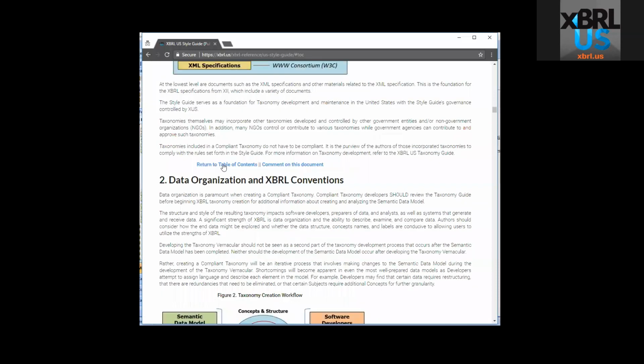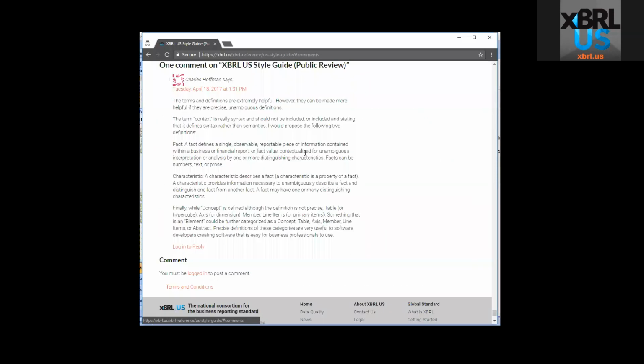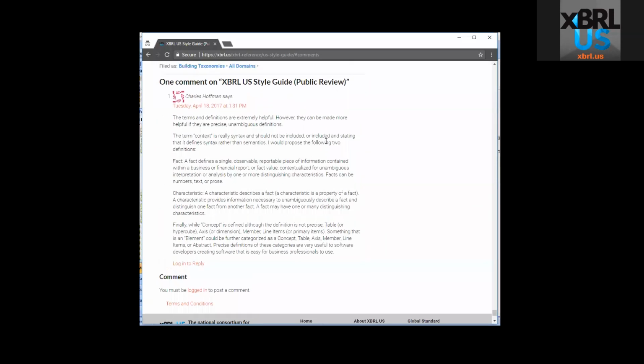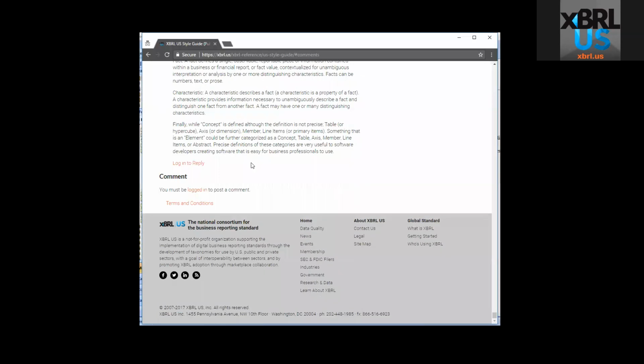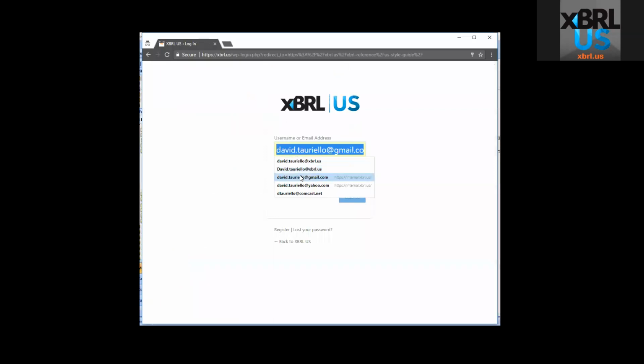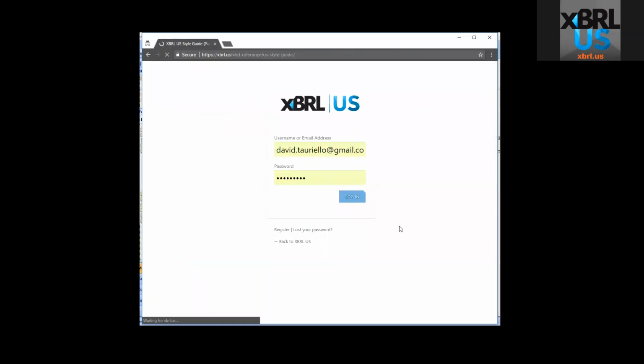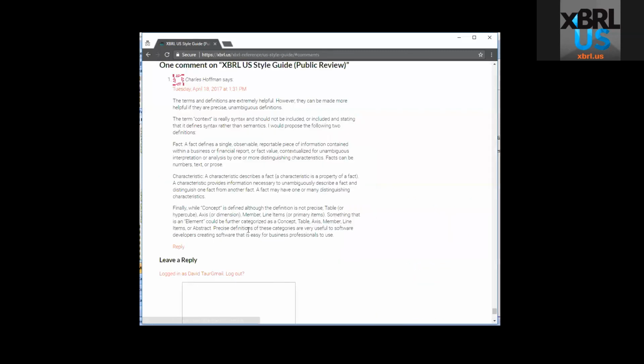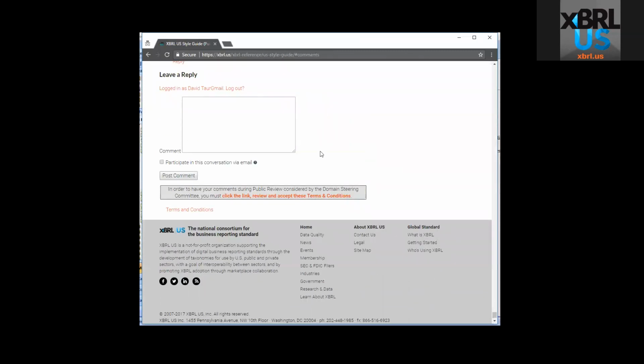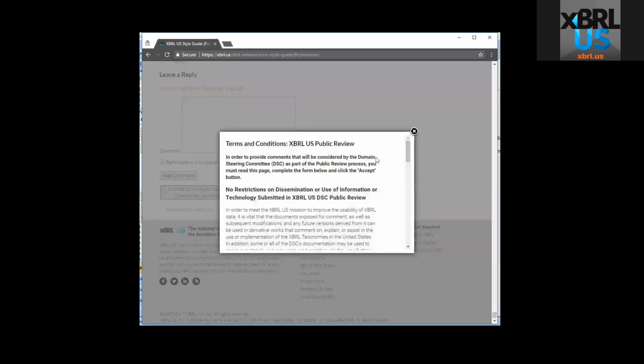We'll just scroll down through so that you can see that there are breaks in the content for getting back to the top or commenting. So if you read through a section and you decide you have a comment to make, you've come to the right place. You'll notice that you have to be logged in to post a comment. So I'll quickly log in here. Then I'm free to comment, so long as I click this link, review and accept these terms and conditions. If you forget and you make a comment, don't worry about it. We'll follow up with you. We'll just say, hey, could you please come through this click through?